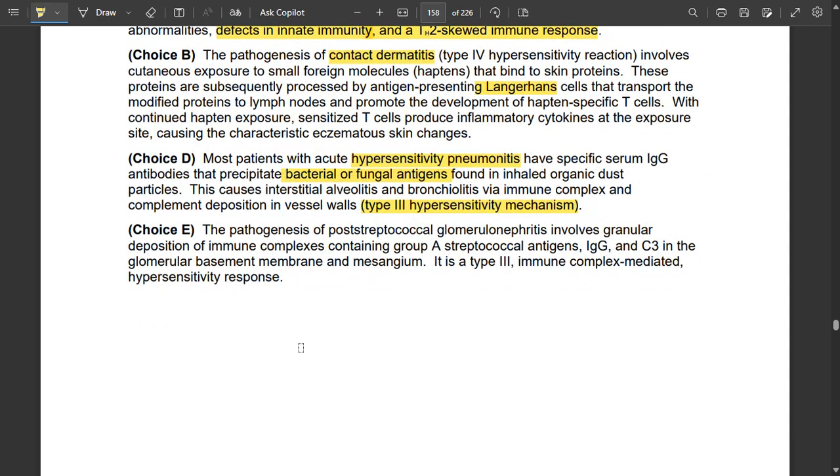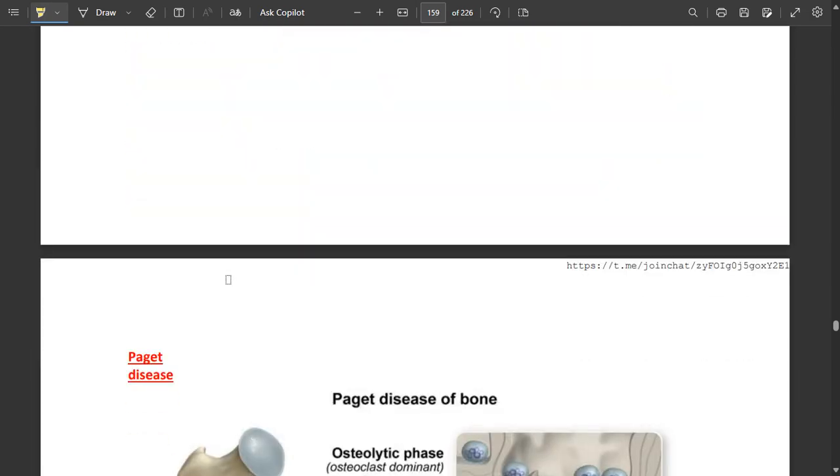The pathogenesis of poststreptococcal glomerulonephritis involves granular deposition of immune complex containing group A streptococcal antigen, IgG and C3 in the glomerular membrane and mesangium. It is a type 3 immune complex mediated hypersensitivity response.